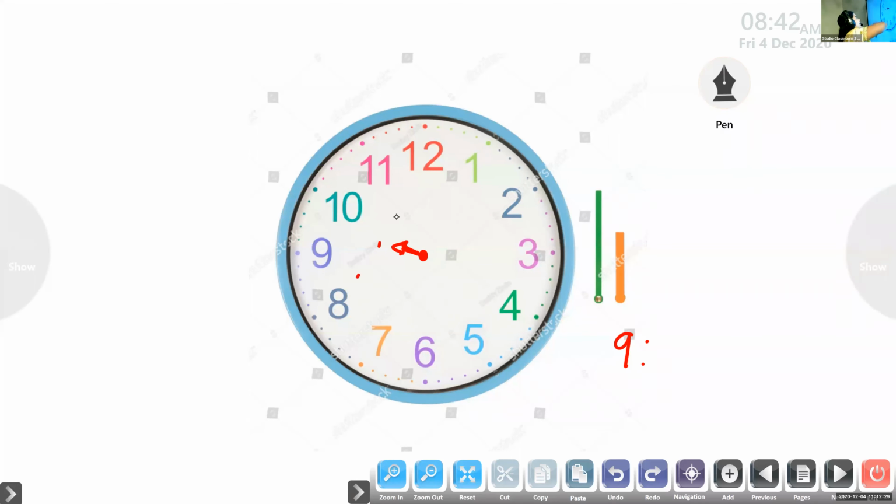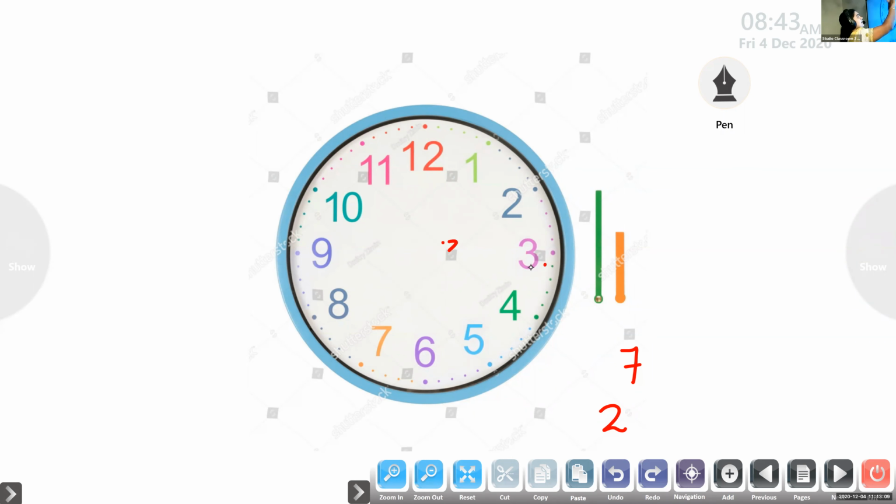Like that, if it is between 7 and 8, we have to say the hour as 7, because 7 hours have already passed. It is only going to 8. If it is between 2 and 3, you can say 2 hours. Don't say 3 hours, even if it is very close to 3.